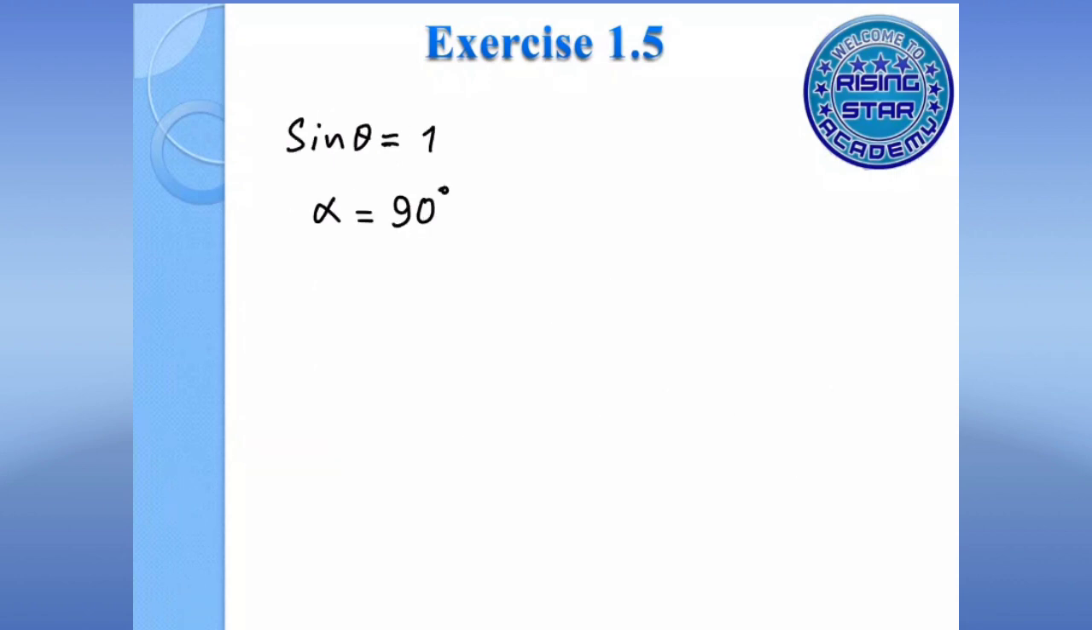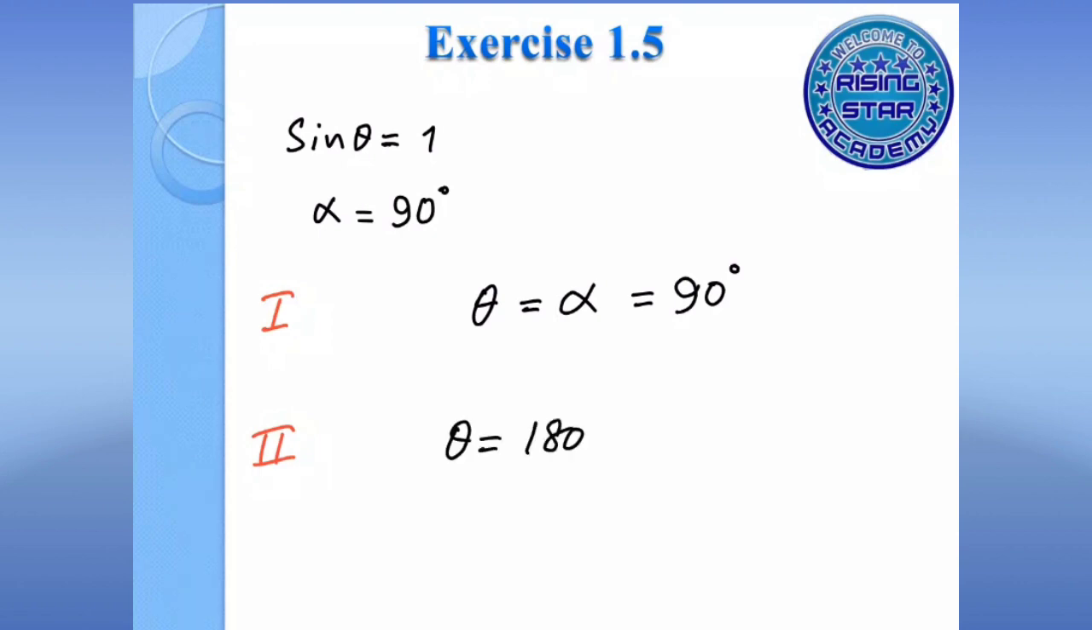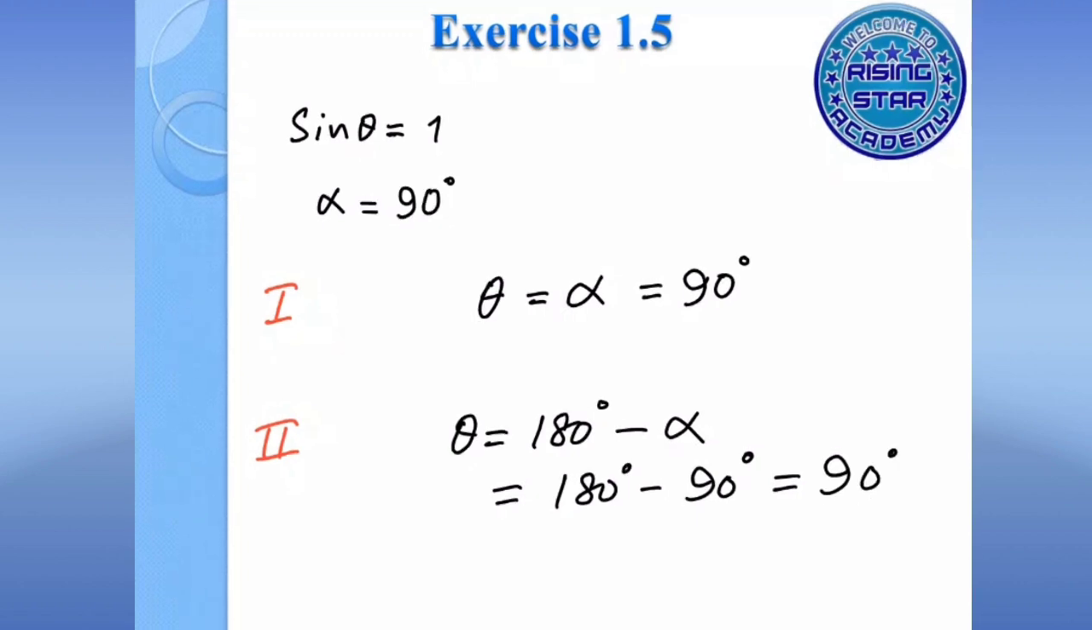We know that the sine is positive in the first and the second quadrant. So this is my first and here is my second quadrant. In the first quadrant we know that theta would remain equal to alpha, so that would be 90 degrees. And for the second quadrant we will subtract the alpha from 180, so that would become 180 minus 90 degrees, that would be equal to 90 degrees. Now move to the next part.